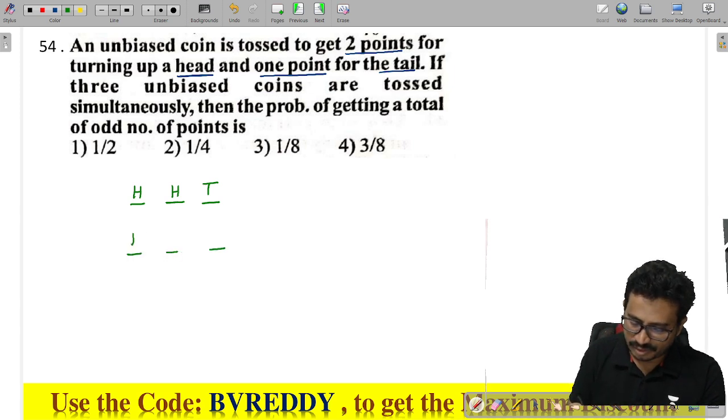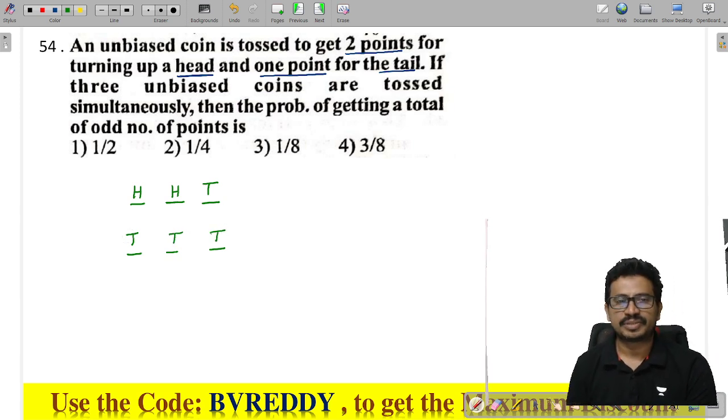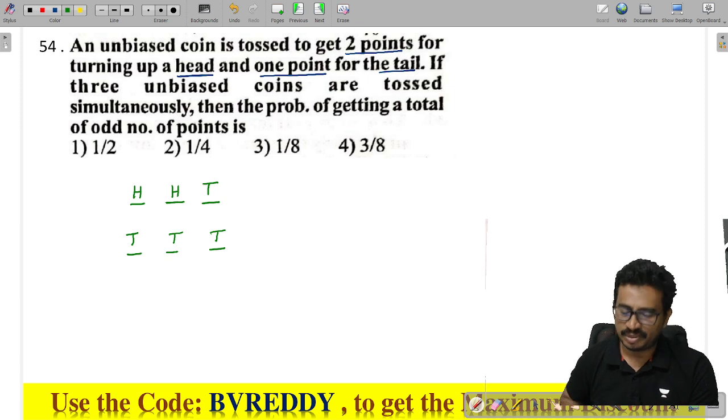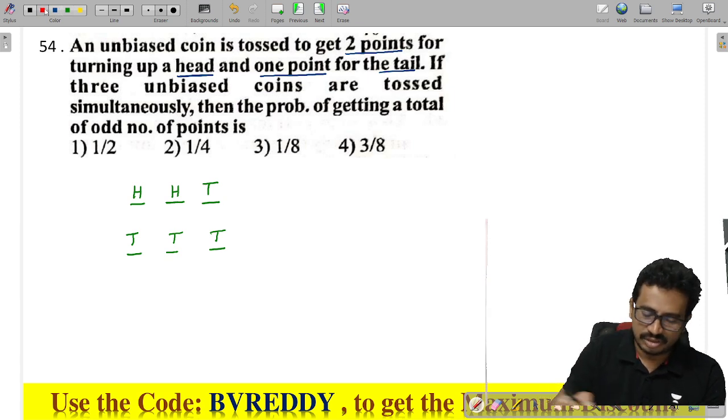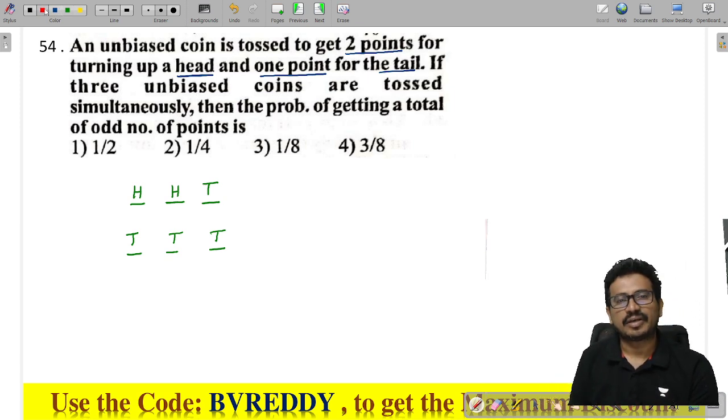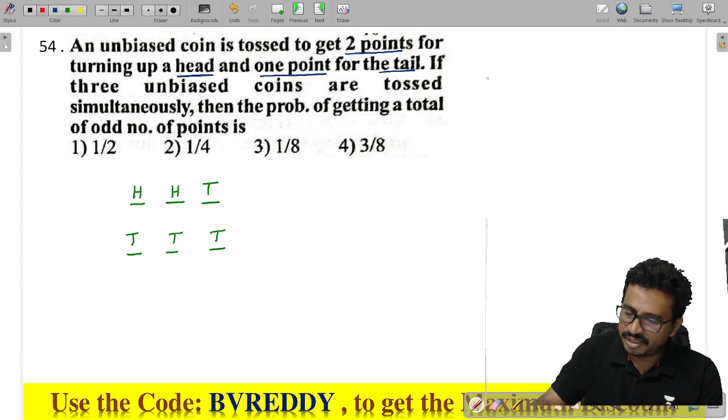Now, if I got tail, tail, all tails, 1 plus 1 plus 1, so it is 3 here, that is an odd number only. So in these two cases we have odd points. Any other combinations we have, tell me.